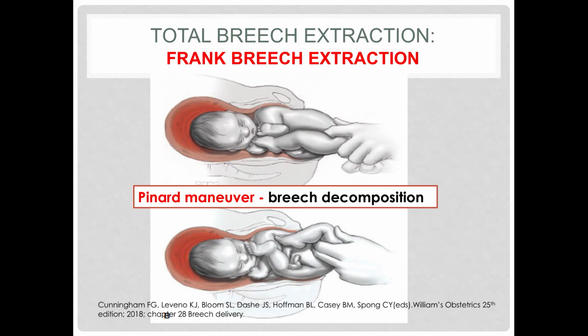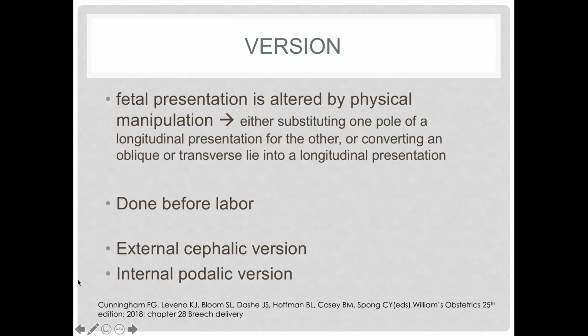During complete extraction of a frank breech, moderate traction is exerted by a finger in each groin, as you can see here, aided by a generous episiotomy, of course. Once the breech is pulled through the introitus, the steps described for partial breech extraction are then completed. These maneuvers are also used during cesarean delivery of a frank breech through a hysterotomy incision. Now, let's talk about version.